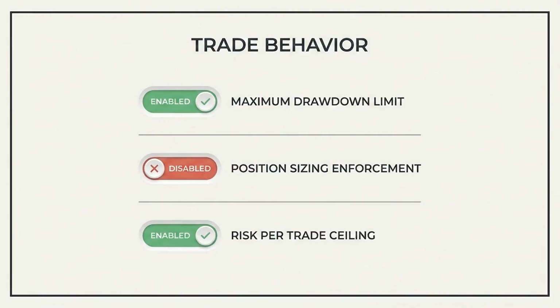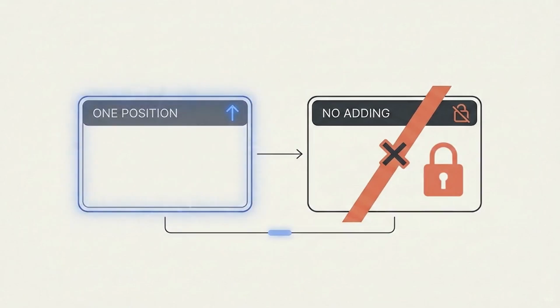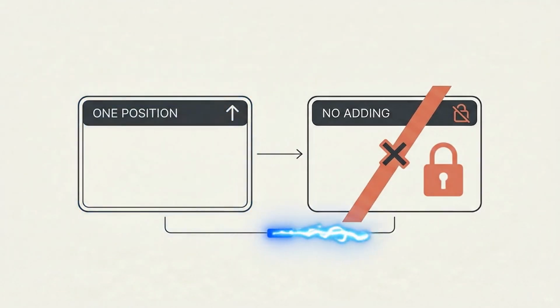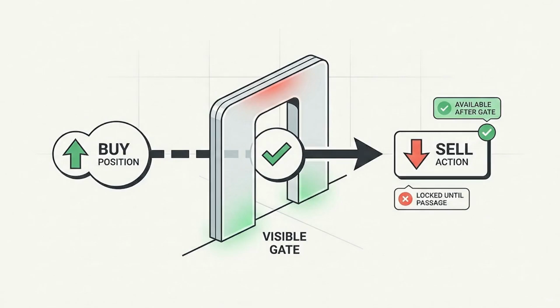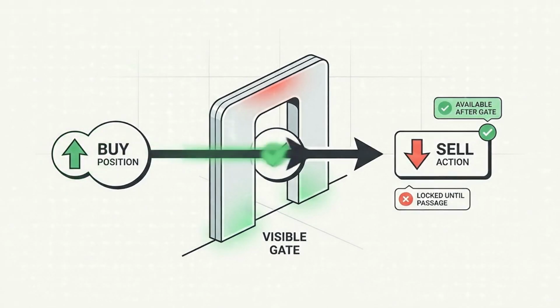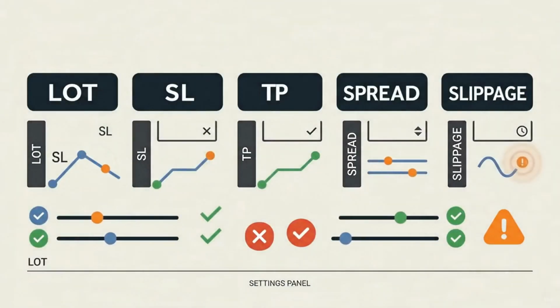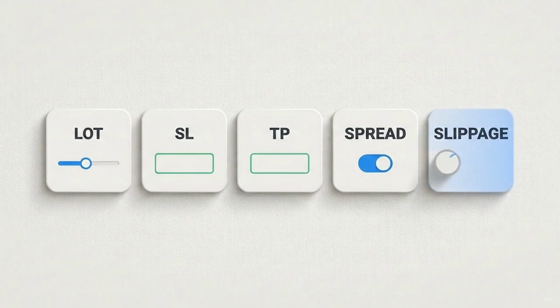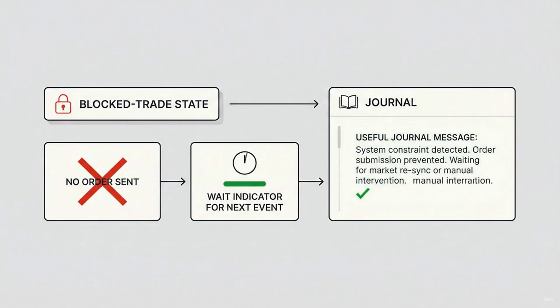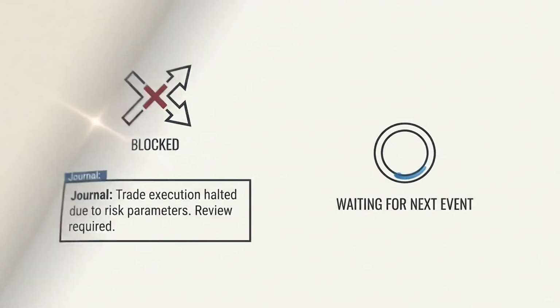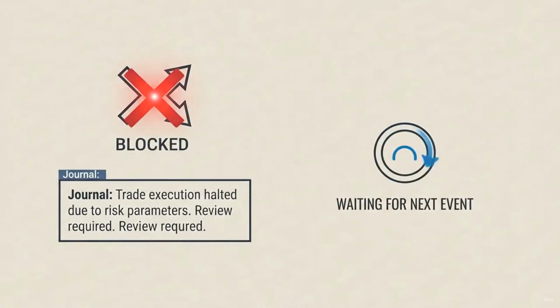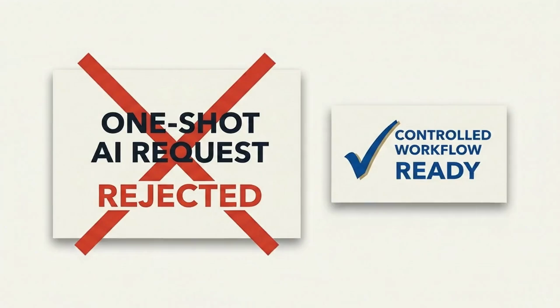Next, I define the trade behavior. 1 open position at a time for this symbol and this magic number. No adding to a position. No immediate reversal unless the existing position has been closed. Fixed lot size for this first version. User-defined stop loss, take profit, maximum spread, and slippage settings. I also specify what should happen when trading is not allowed. Do nothing, record a useful message in the journal, and wait for the next valid event.